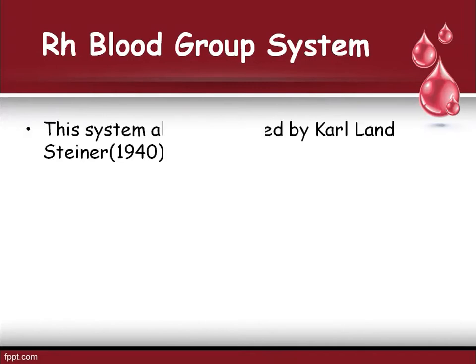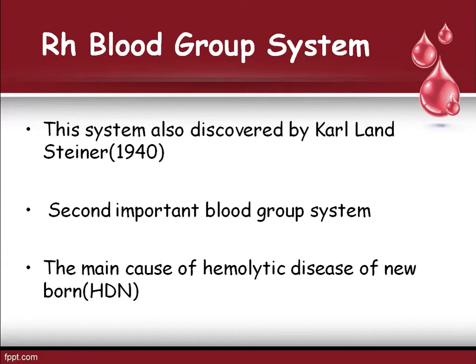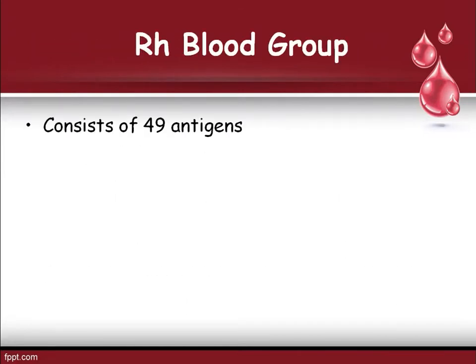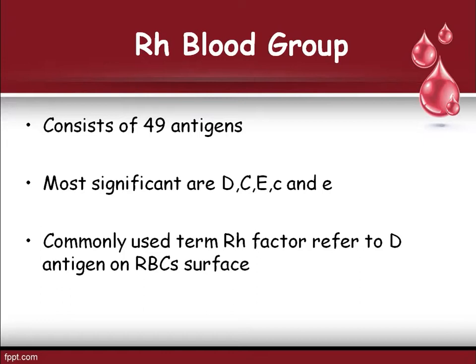RH blood group system. This system was also discovered by Karl Landsteiner in 1940. It is the second important blood group system. It is the main cause of hemolytic disease of newborn, which is HDN. The RH blood group consists of 49 antigens. Most significant are D, C, E, c and e. The commonly used term RH factor refers to the D antigen on the RBC surface.